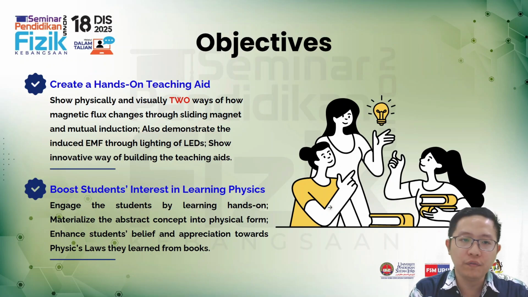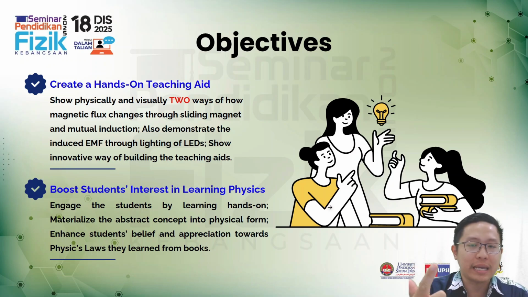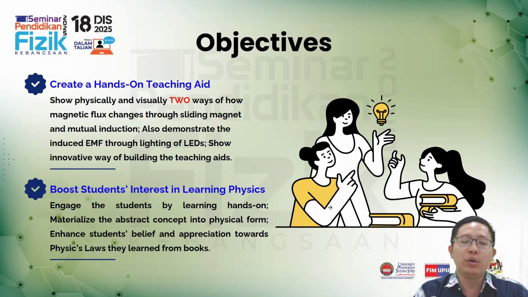So our objective is to create a hands-on teaching tool. We want to show physically and visually two ways of how the magnetic flux changes. So first is sliding magnet. Secondly is using mutual induction, changes of current. We also want to boost their interest in learning physics.